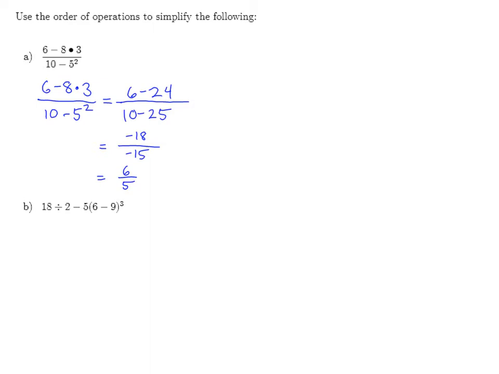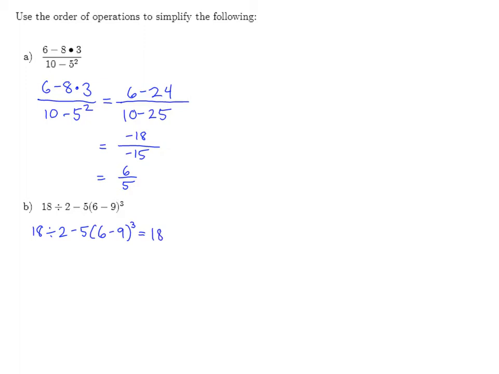In this next example, we have 18 divided by 2 minus 5 multiplied by 6 minus 9, which is inside parentheses, and cubed. So as we look at this, we'll see that we have parentheses, we have an exponent, we have multiplication, we have division, and then we also have subtraction. So going through our order of operations, we'll simplify what's inside those parentheses first.